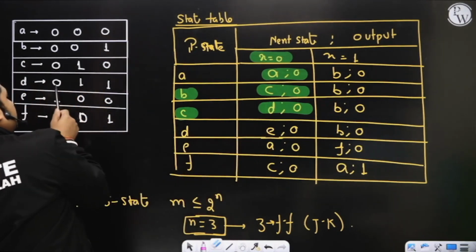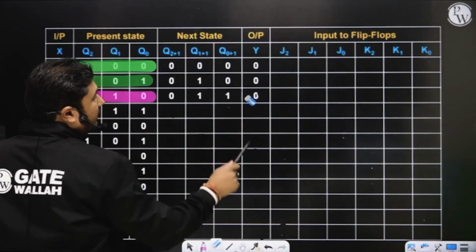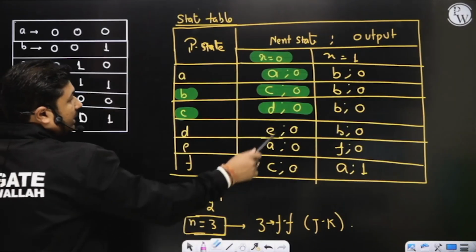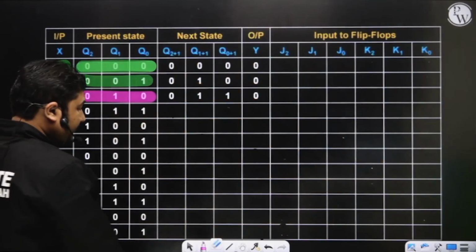What is D, sir? D is 0, 1, 1. So we will get 0, 1, 1. What about the output, sir? Output is 0. So we are getting 0. Great, sir. It's very easy.